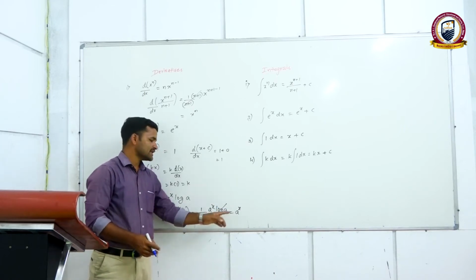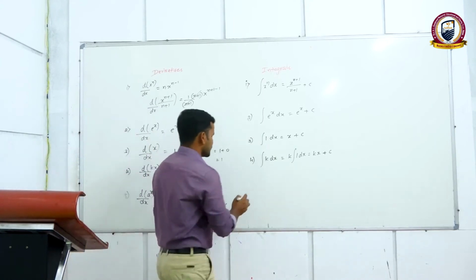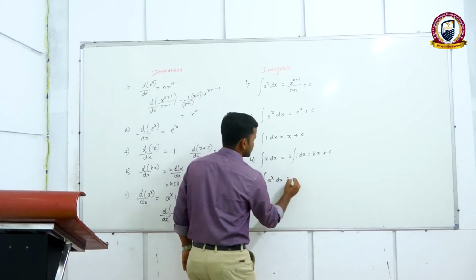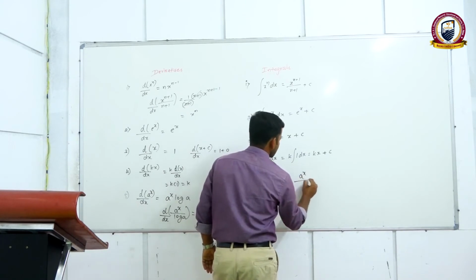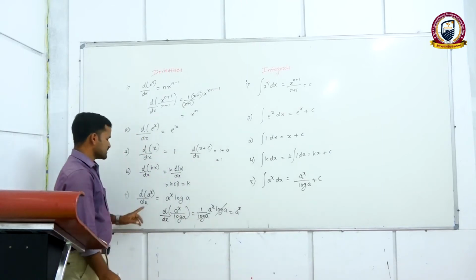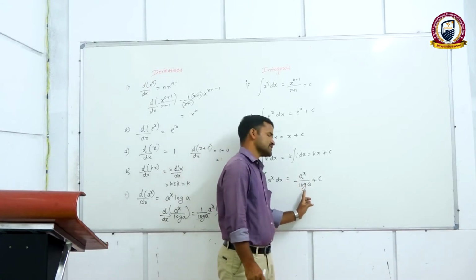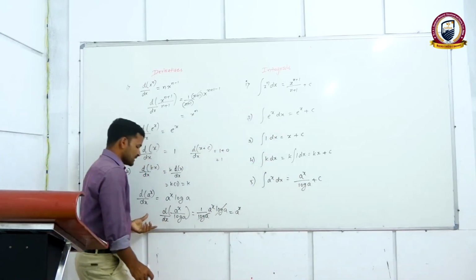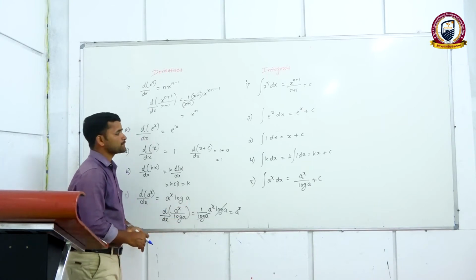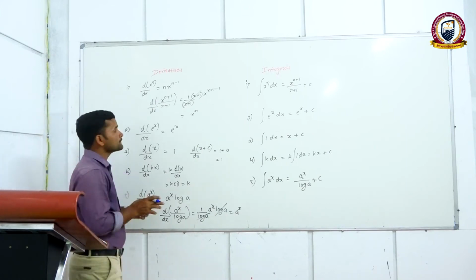We can write the integral of a raised to x as a raised to x by log a. That is formula number 5. Integral of a raised to x with respect to x is equal to a raised to x by log a plus c. Differentiation of a raised to x is a raised to x into log a. Integral of a raised to x is a raised to x by log a. How does this happen? I have derived this by differentiating a raised to x by log a. With that we have derived around 5 formulae.